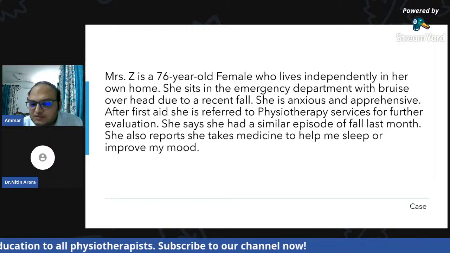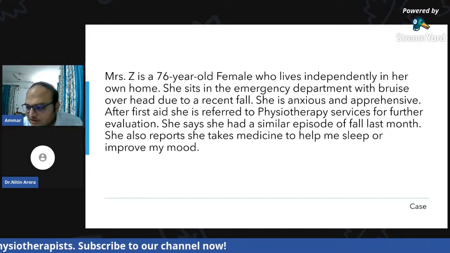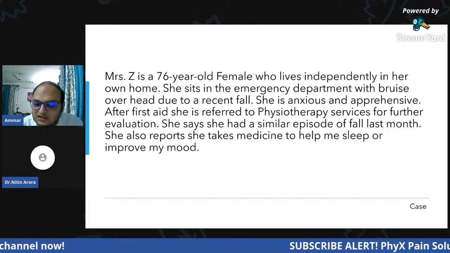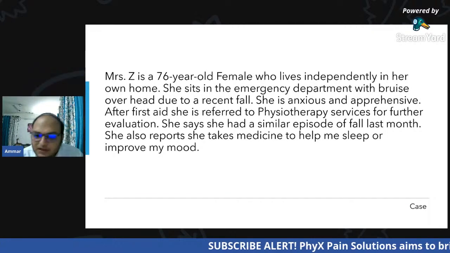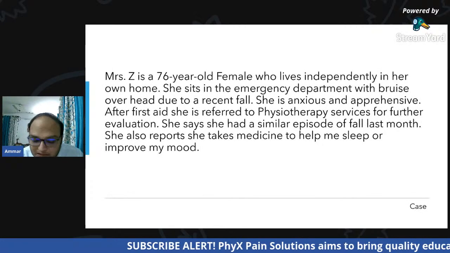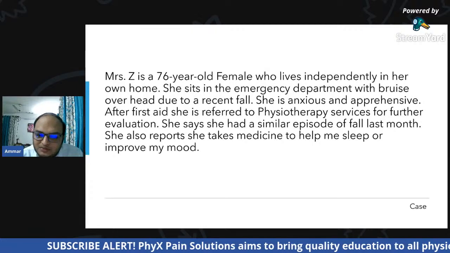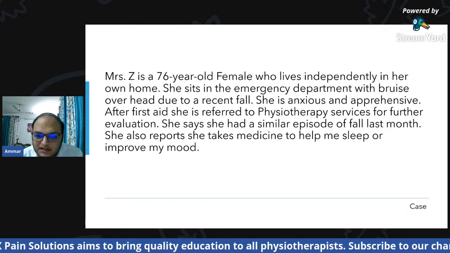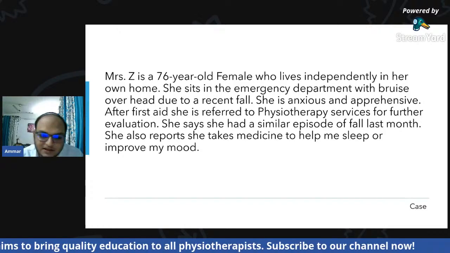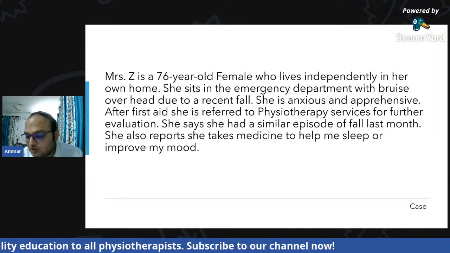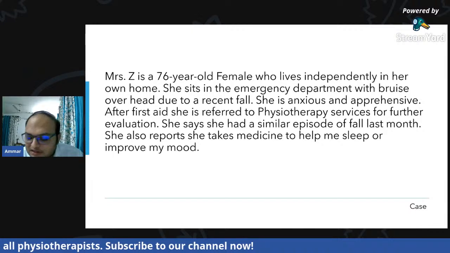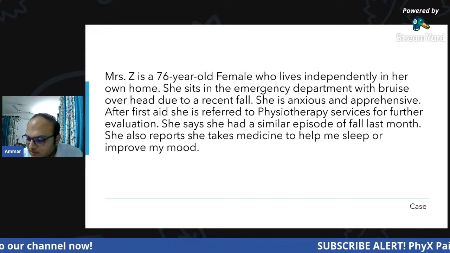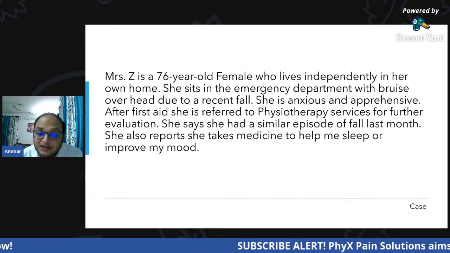Now, when she comes to you, of course, she will say a lot of things. You will ask a lot of things to her. And the first things she says to you is she has had a similar episode of fall last month. Okay, and she also reports that she takes medicine to help her sleep, so her sleep is not good, and her mood swings are there, which she takes medications for. Okay, so I hope everyone understands this case. This is a basic, simple scenario which every one of us faces or may face.